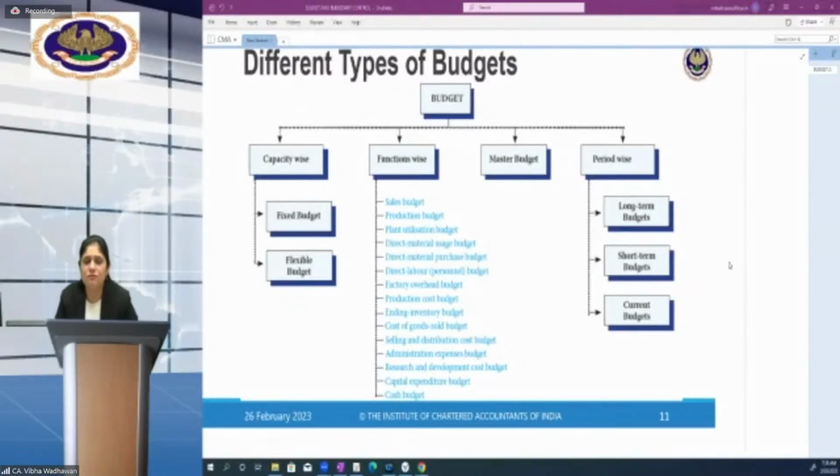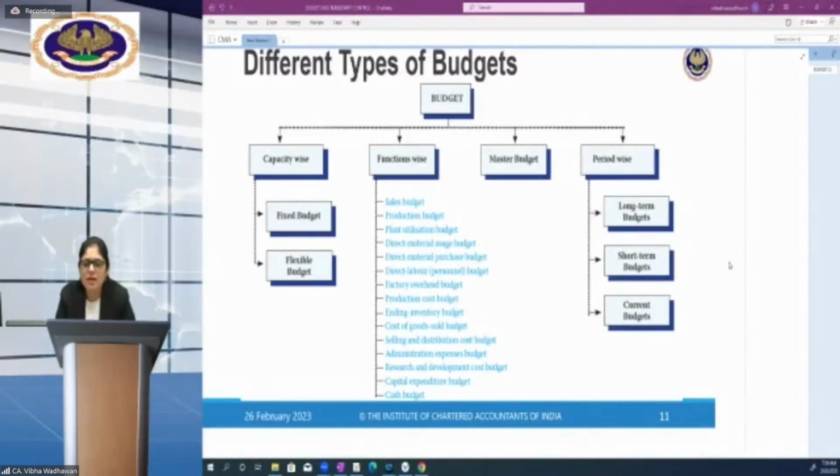Function budget. So function budgets are made according to the functions. There are a lot of functional budgets. The sales budget basically tells you the volume of sales, the units, the selling price, how much sales we are expecting. Production budget, of course, how much output we are expecting next year or whatever is the time of the budget. Plant utilization budget, how much capacity of the plant we are expecting in the budget period.